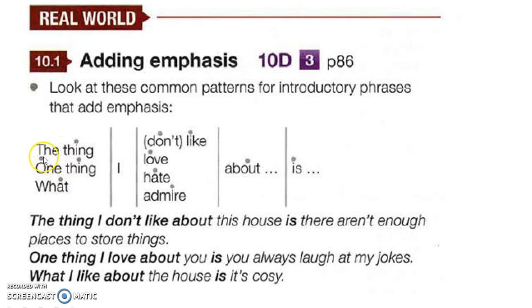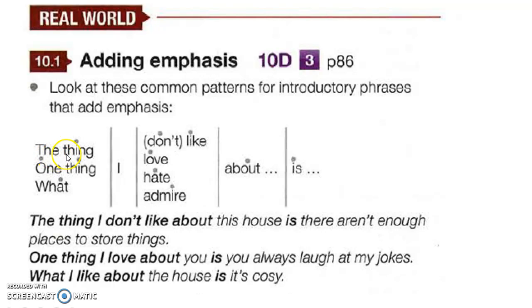So we can observe that here we're talking about individual things. For example, the thing, one thing, and what, right? So this is the first part of our sentence. We normally use these expressions when we want to express something strongly, when we want to emphasize that we have a feeling about something.